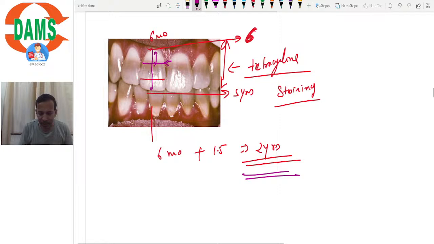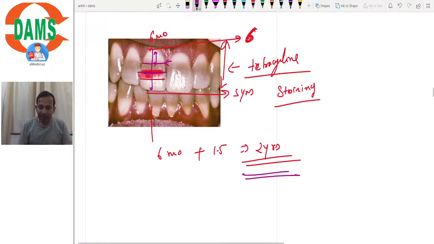Now let's say this line was somewhere here. Let's say this tetracycline staining started somewhere here, from the middle part of this tooth. Then we can clearly say it started somewhere between 2 and 3.5 years of age. So even then, you can further localize it. If it was in the center, then maybe at 2.5 or 3 years of age. So that's how you can solve such questions.